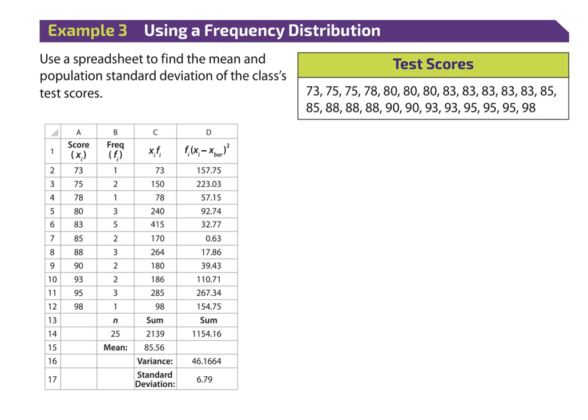So they want us to do a frequency distribution here. Basically what we're doing is exactly what we did before. We're just going to list all the scores one time and tell the frequency as well. And then we're going to calculate our mean, our variance, and our standard deviation.